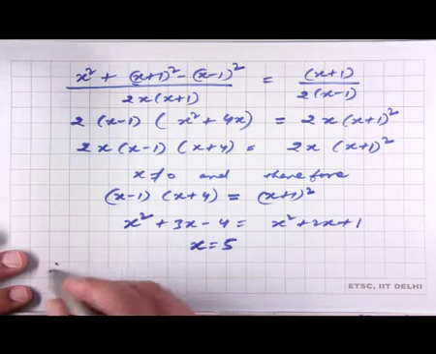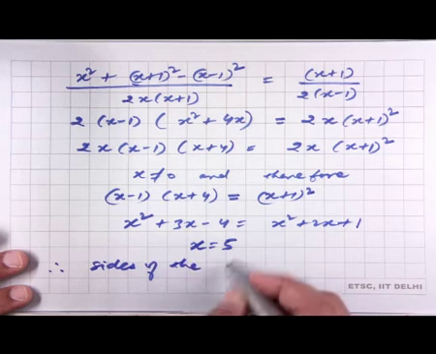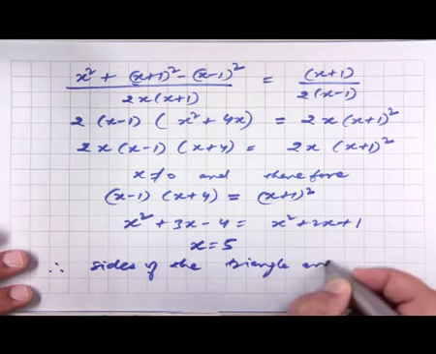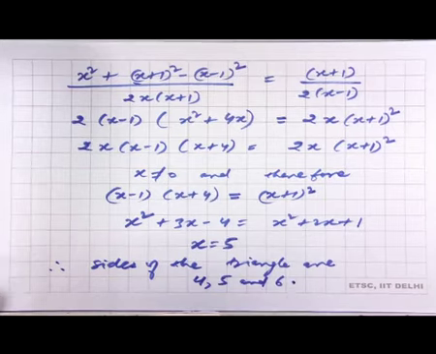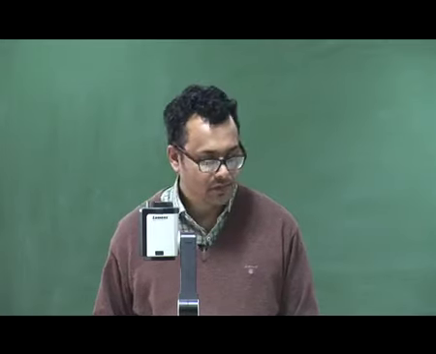and therefore, the sides of the triangle are 4, 5 and 6. So, this finishes the solution of the fourth problem. We now take the last problem of this lecture.